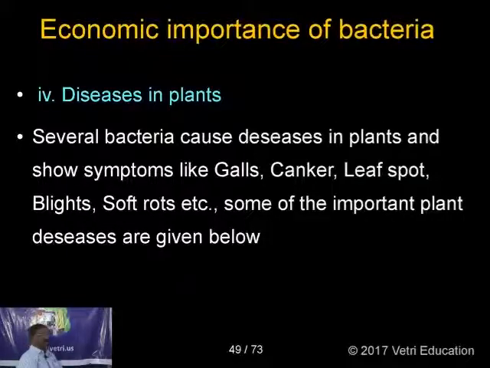Regarding diseases, many bacteria cause diseases in plants, animals and human beings. The several plant diseases show some symptoms like galls. Galls means bulging of some portions of the leaves. Canker means the leaves become black. Leaf spot, you can find some yellow spots on the leaf. And blight means just like fired paper. Soft rot is rotten like, etc. These are some of the important plant diseases. The list is given below.